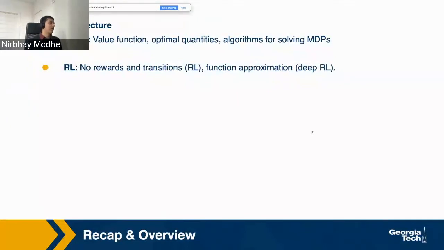We looked at the assumptions we make in reinforcement learning, where we don't have access to the rewards and transition function. And we also saw the setting of deep reinforcement learning, where we need function approximation to understand large dimensional state spaces. For today, we're going to focus on some RL algorithms.